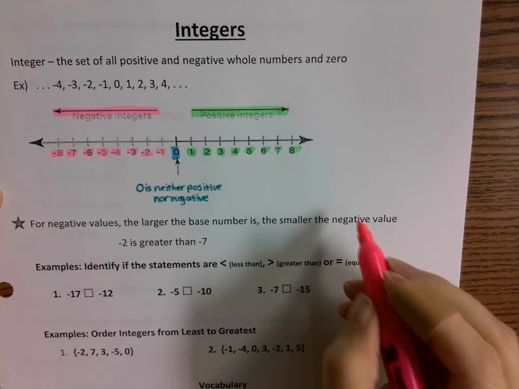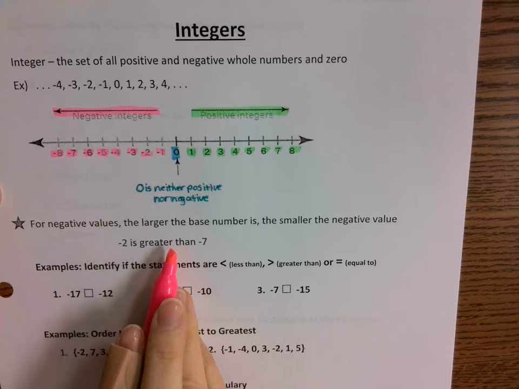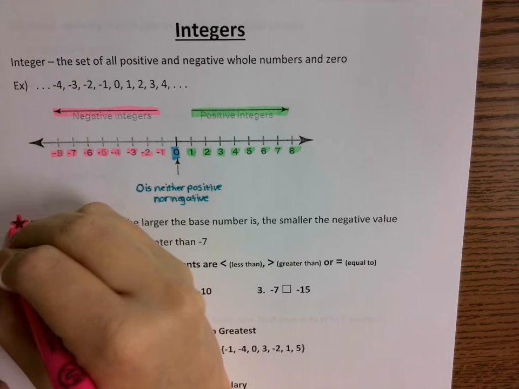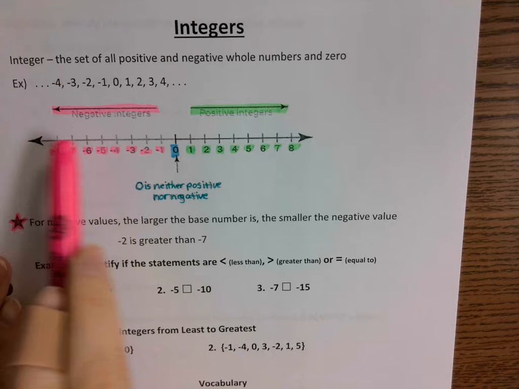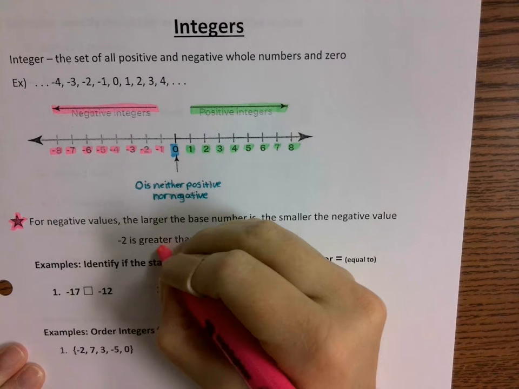So the smaller the negative value, it means that you have a larger base. For example, -2 is greater than -7. This is something very important to keep in mind. When you are putting them in order from least to greatest, if it's got a negative sign to it, you're looking for the largest base to put in the very beginning, because that is going to be the smallest negative value. It's the one that is the furthest away from 0. So again, -2 is greater than -7, and the greater than sign is the one that points to the right.